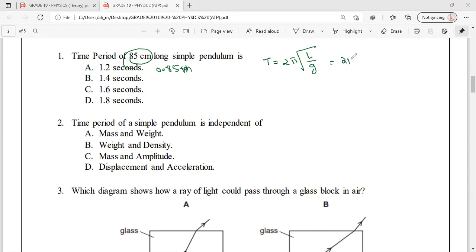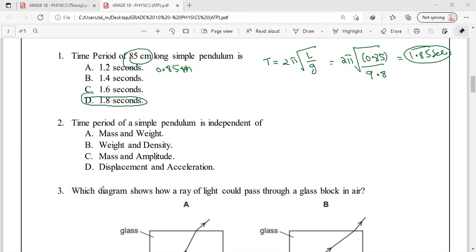So let's solve 2 pi square root of length is 0.85 and the gravitational acceleration is 9.8. So the result is 1.85 seconds. So the correct answer is option D.